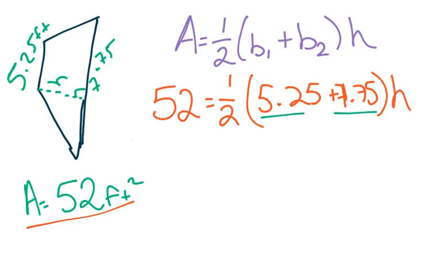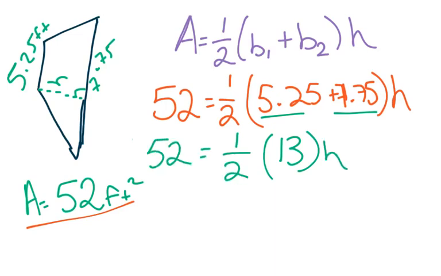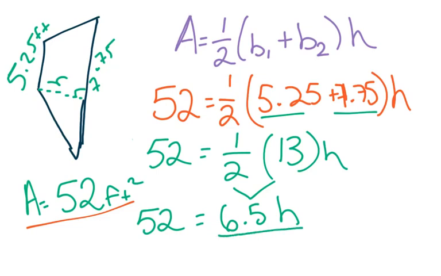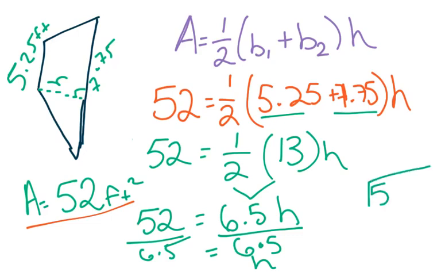5 and 25/100 plus 7 and 75/100 is 13. Okay. 1/2 of 13 is 6 1/2. 6 1/2 and h are being multiplied together. To undo that, the inverse operation of multiplication is division. Divide both sides by 6 1/2. On this side, that leaves me with just one h. And on the other side, on the left-hand side, I'm not quite sure, so I'm going to take it off to the side and do some division.